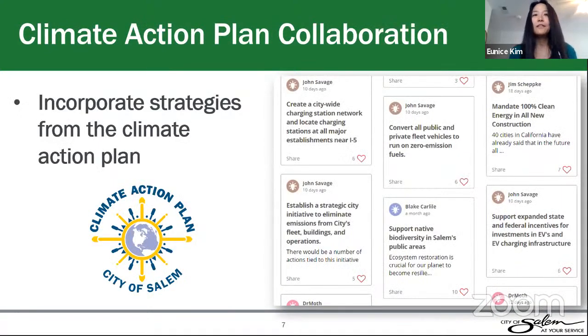So one of the ways that we plan to do this as a city, we're all working on the climate action plan. There's a lot of strategies that are coming out of that plan, and we're collaborating with them. I'm on the task force, and so I have the privilege of really seeing the inner workings of what's going on in the discussions.